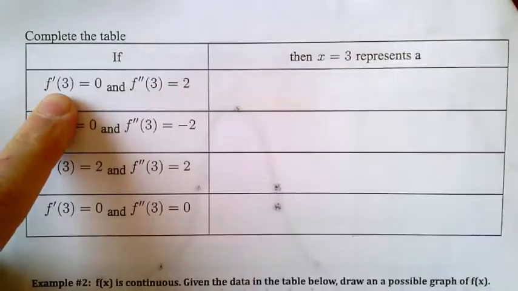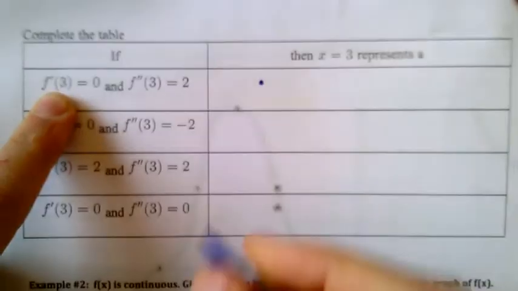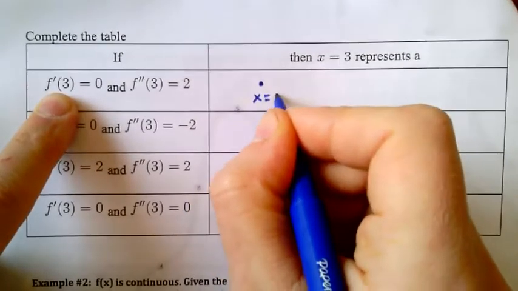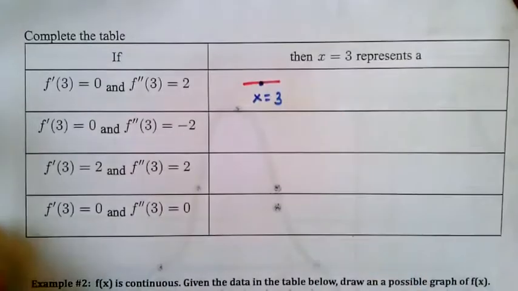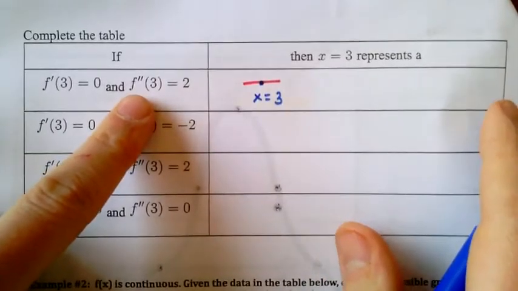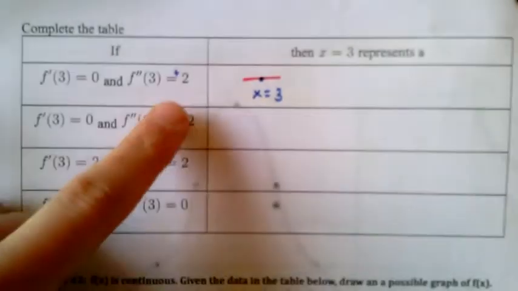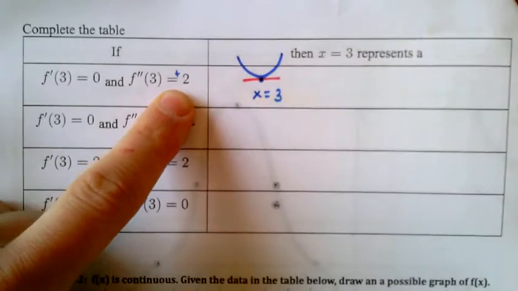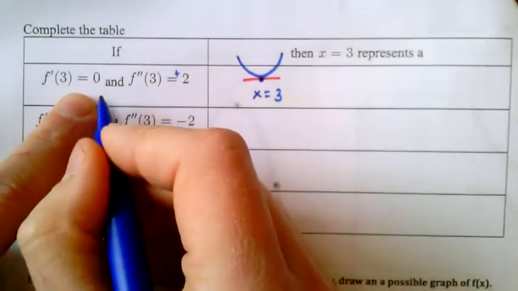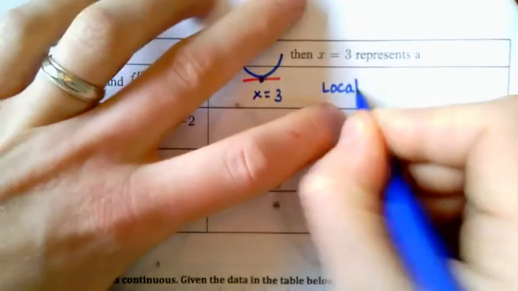First one, this is all about 3. Suppose that the first derivative is 0 at 3. So if this is x equals 3, and I know that the first derivative is 0, and then this says that the second derivative is 2. Well, that's a positive number, and that tells us something about the shape. It tells us that it's concave up. So the curve must look like that at this instant. Therefore, if you have first derivative 0, and second derivative positive, you know you're going to have a local maximum.